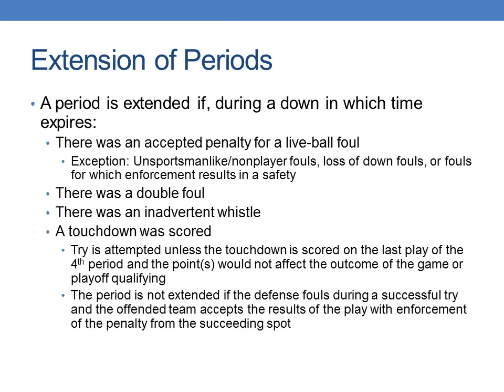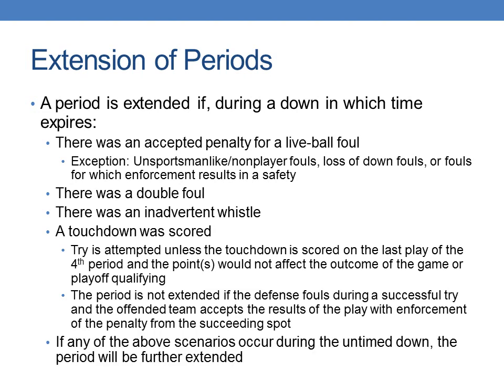Additionally, the period is not extended if the defense fouls during a successful try and the offended team accepts the results of the play with enforcement of the penalty from the succeeding spot. So if we've extended the second quarter because we had a touchdown during the last time down of the period, and then on the try, which is successful, we have a foul for roughing the passer, we will not give B the ball after enforcement to run one play in the second period. That roughing the passer penalty will carry over to the first play of the third period.